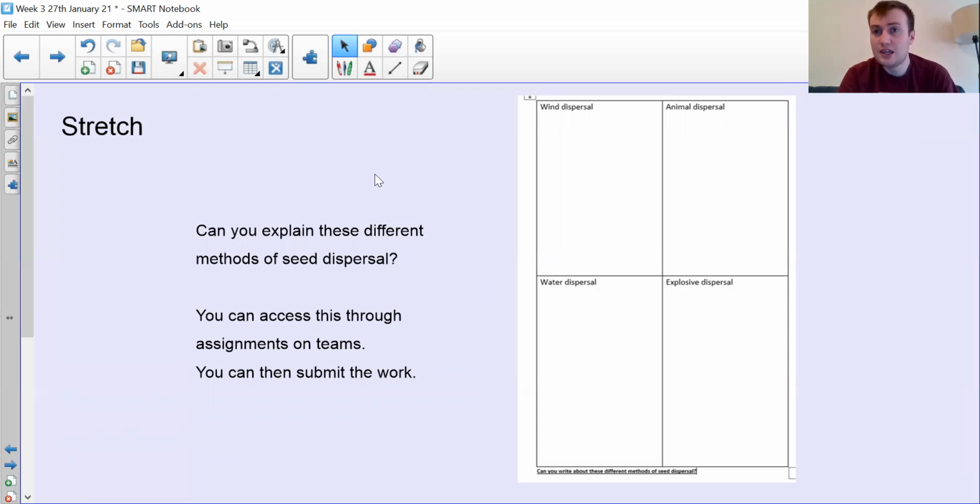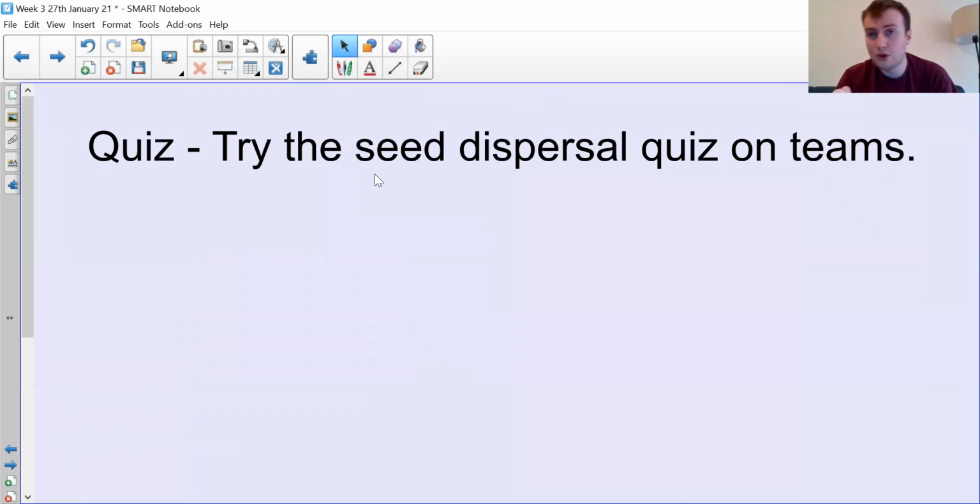Can you write in each box what that process is, how that happens? That is the assignment on Teams, and there is also a quiz all about seed dispersal. So two things to do if you're accessing Teams.